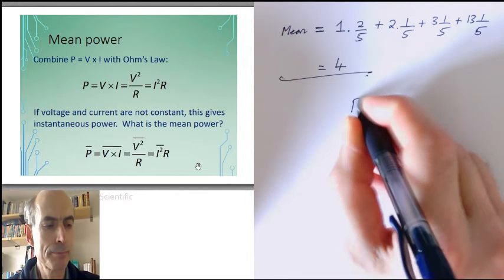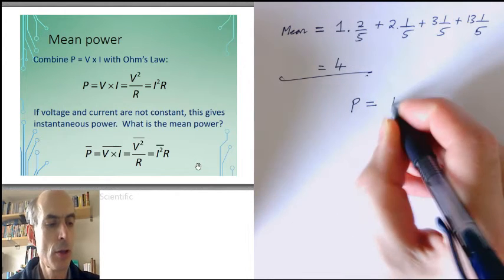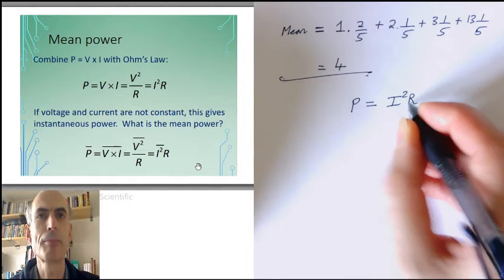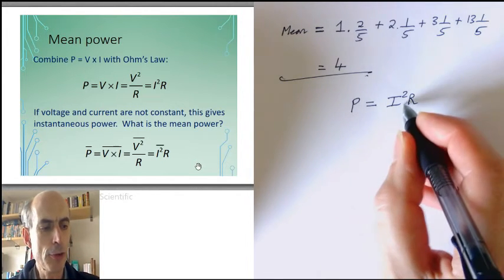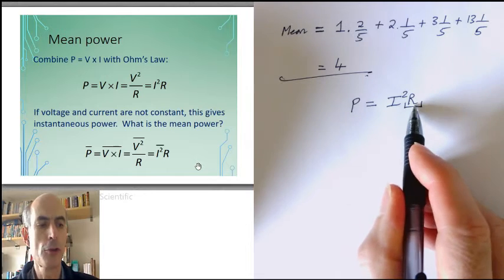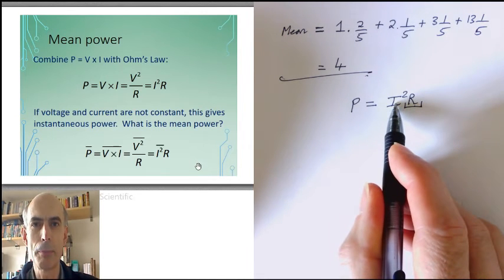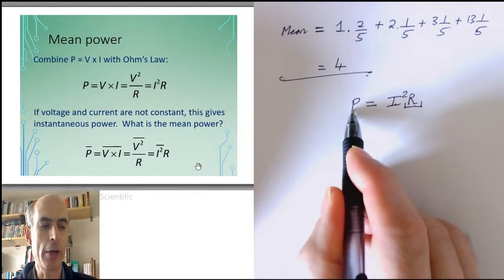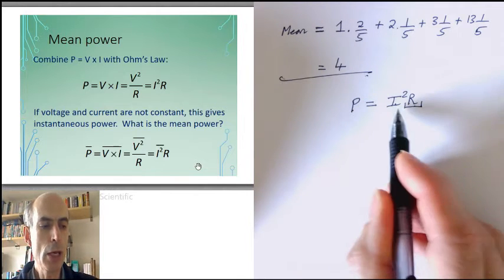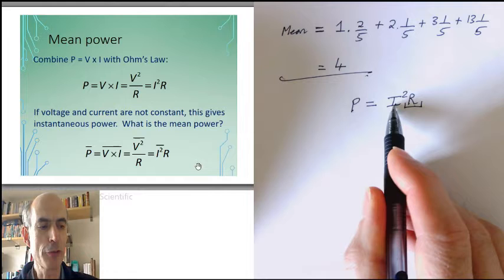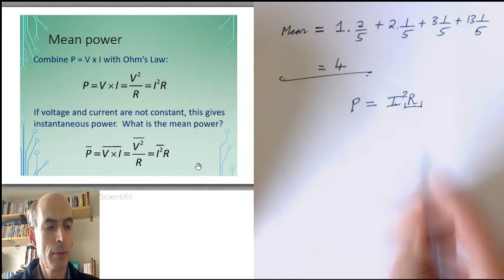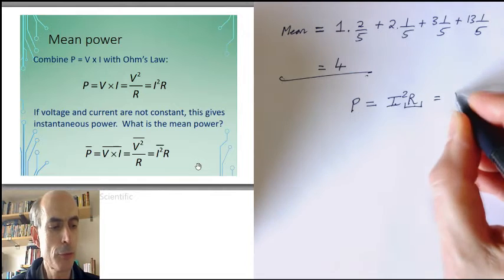The power is the square of the current times the resistance. The resistance is usually constant, but the current often isn't. So if I want to know what the average power is, what I really want to know is the average value of the square of the current. There's a very similar formula.